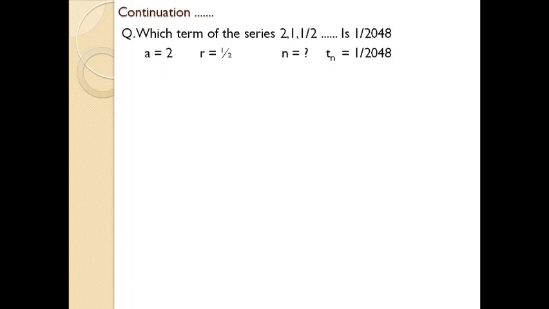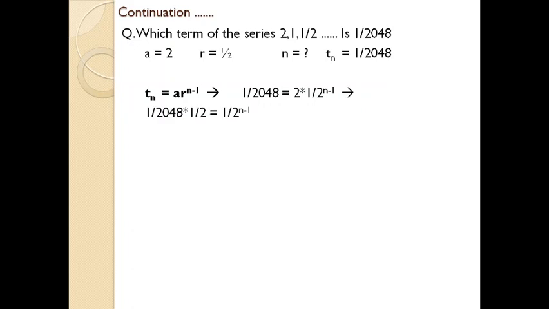In the previous cases, you were asked to find Tn. In those cases, you were given n, r and a. This is another pattern of question. Okay, let's substitute the available values in the equation. Tn equal to a r raised to n minus 1. You will get 1 by 2048 equal to 2 into 1 by 2 raised to n minus 1.